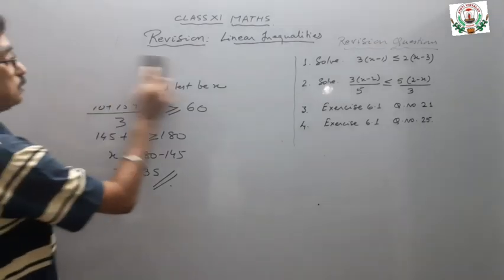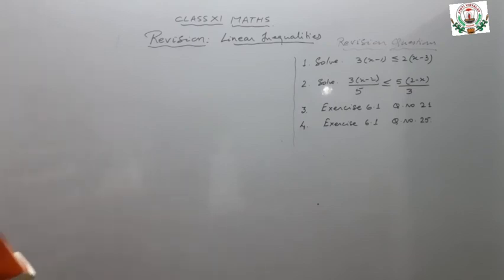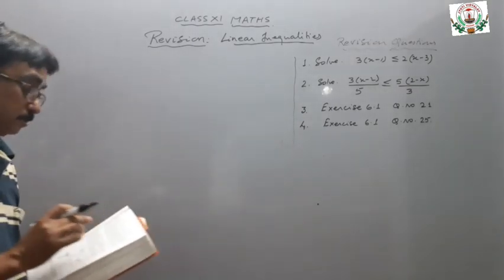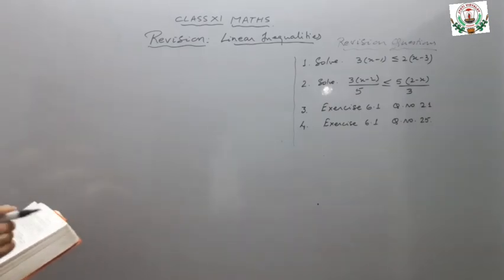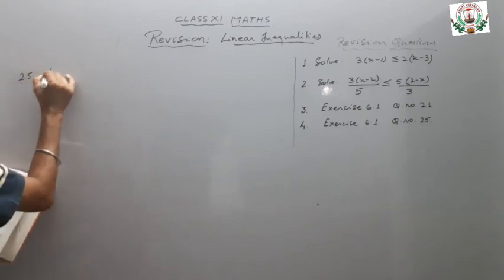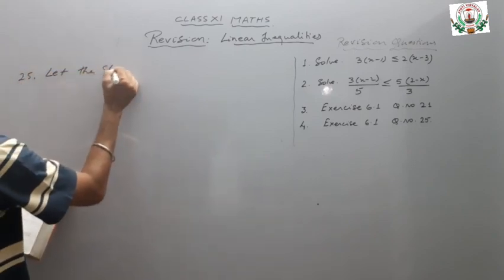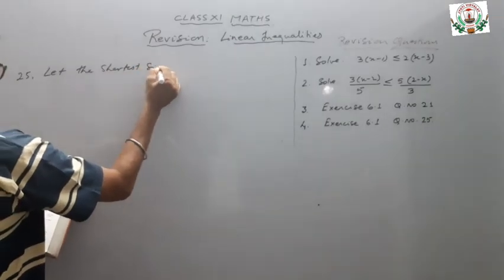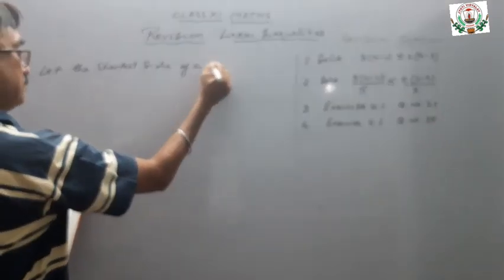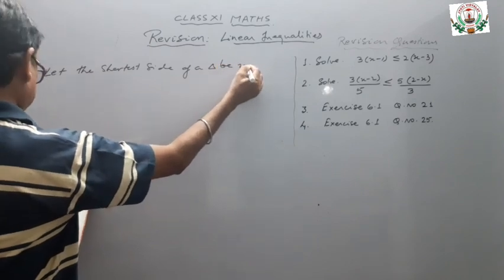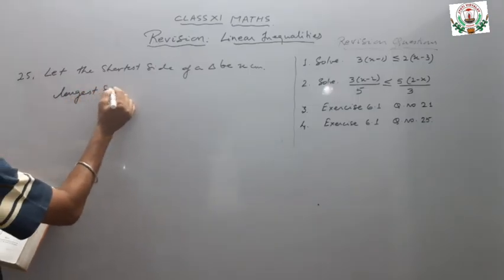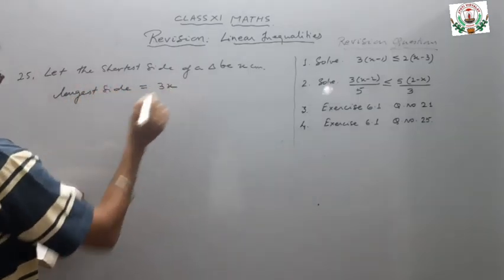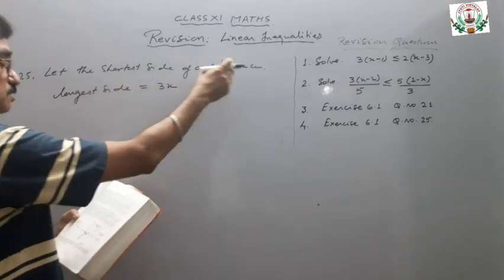Okay, now let's move to question number 4, that is exercise 6.1, question number 25. The longest side of a triangle is 3 times the shortest side. So, question number 25: let the shortest side of the triangle be x centimeters. So the longest side, according to the question, is 3x, since the longest side of the triangle is 3 times the shortest side.